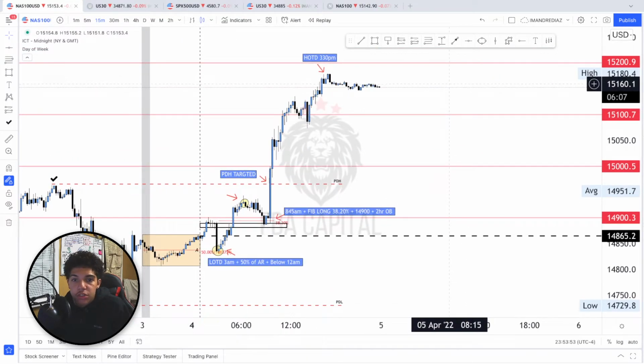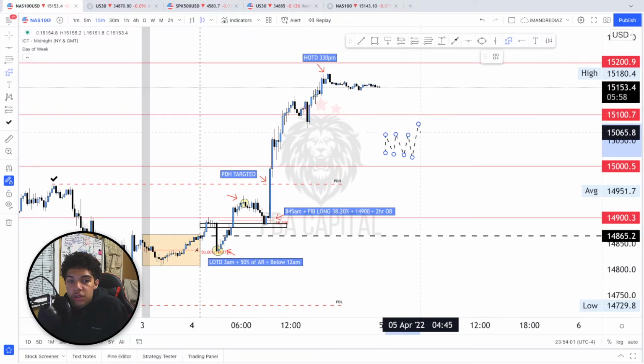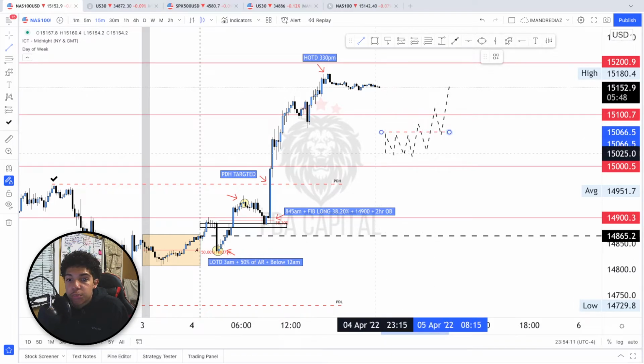So now what I'm going to do is draw our schematic. So what happened? We had the Asian session range, London session pushed, had a retracement creating the low of the day, price expanded, had that retracement during the New York session, and then continued on its bullish expansion. So this is a pretty good example of a bullish London continuation.